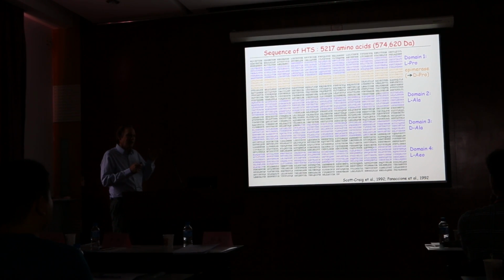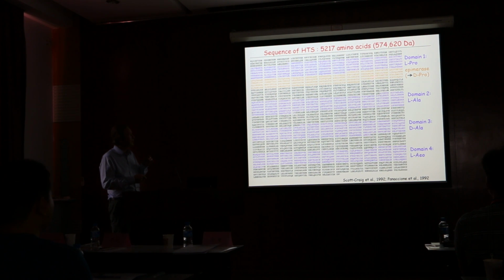So the enzyme, the non-ribosomal peptide synthetase that makes this compound, has several key characteristics. One, it's very, very large. 5,200 amino acids. A single polypeptide, the entire sequence is shown here. These non-ribosomal peptide synthetases have a very strong modular structure. So there's one module for each amino acid shown in purple. So this module activates proline. This module activates alanine. This module activates D-alanine, and this module activates the fourth amino acid, AEO.